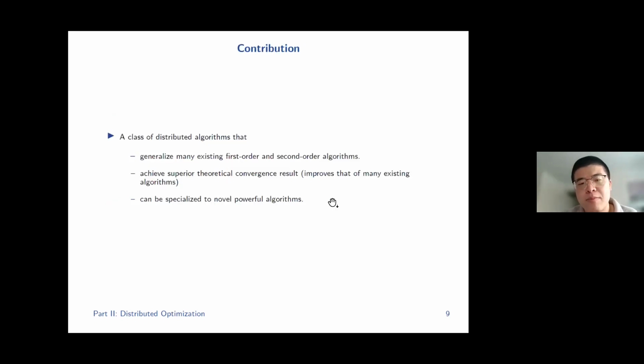Motivated by this, we propose a class of distributed algorithms that generalizes many existing algorithms. We also theoretically analyze the convergence of the algorithm and derive superior theoretical convergence results, which improve that of many existing algorithms. In addition, the proposed algorithm can also be specialized to novel algorithms with powerful practical performance, which is demonstrated by simulation examples.